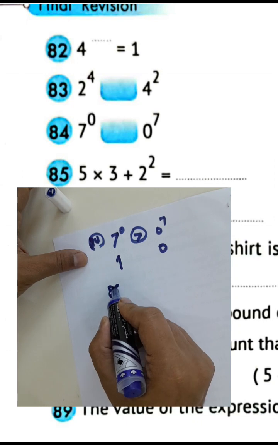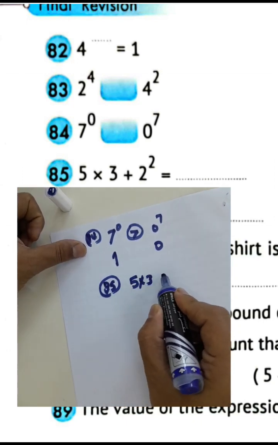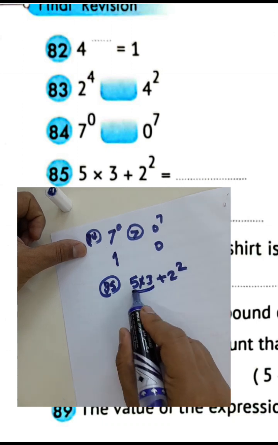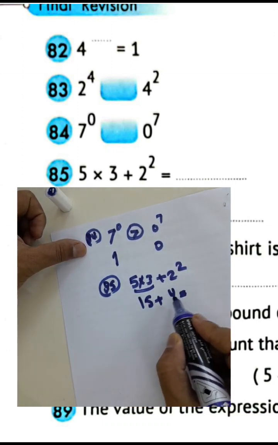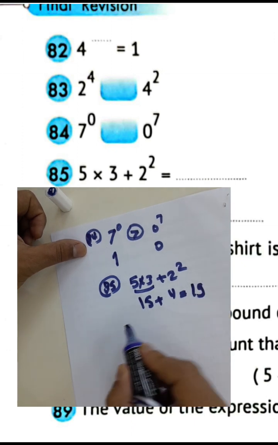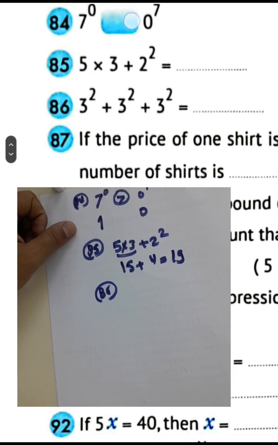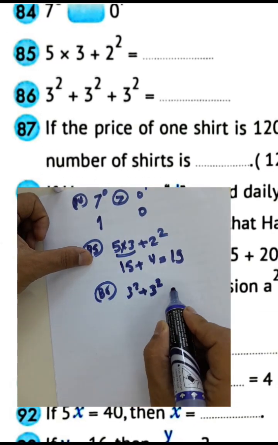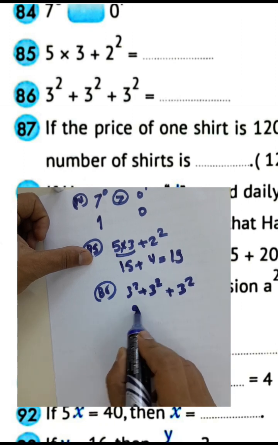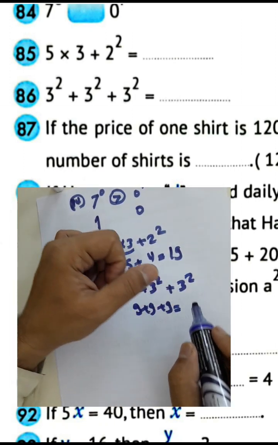Question 85. 5 times 3 plus 2 power 2. 5 multiplied by 3 equals 15, and 2 power 2 equals 4. 15 plus 4 equals 19. Question 86. 3 power 2 plus 3 power 2 plus 3 power 2. It will be 9 plus 9 plus 9. 9 plus 9 plus 9 equals 27.